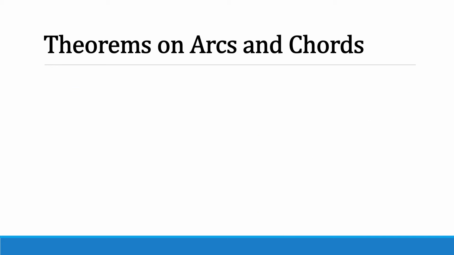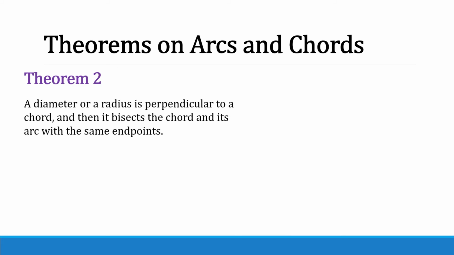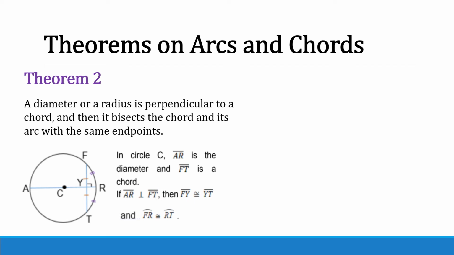Okay, next we have theorem number 2. A diameter or a radius perpendicular to a chord bisects the chord and its arc with the same endpoints. Okay, so we have here a given figure, circle C. In circle C, segment AR is the diameter and segment FT is a chord. If segment AR is perpendicular to segment FT, then segment FY is congruent to segment YT, and arc FR is congruent to arc RT.